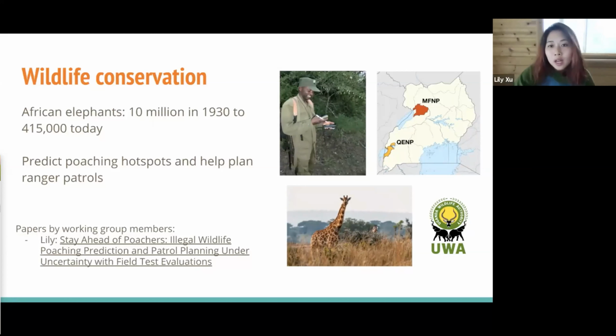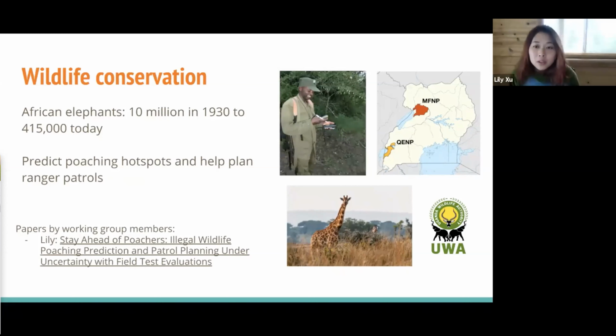Rangers will walk through a protected area and look for snares and traps that have been left behind by poachers to trap these precious animals. For this work on preventing poaching, I have been working with the Uganda Wildlife Authority in 2 national parks in Uganda, which are Murchison Falls and Queen Elizabeth, shown on this map. And these parks are home to creatures like elephants and lions and Rothschild's giraffes, as shown in this picture.